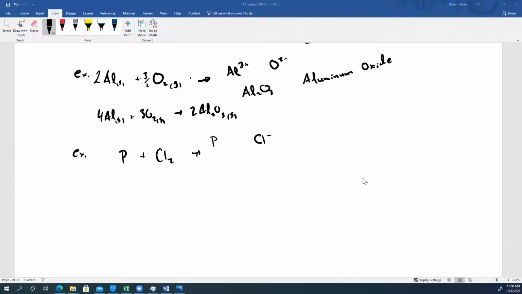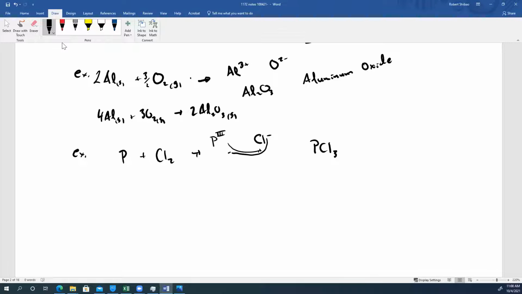And so here, if phosphorus is going to lose, it could lose +3. So I'm going to write this as a Roman numeral because this isn't going to form an ionic compound. If phosphorus is 3, we'll put that down, and chloride is 1. We're going to form PCl3.